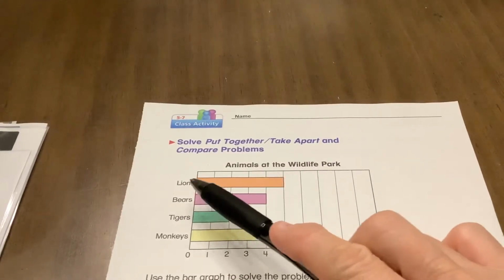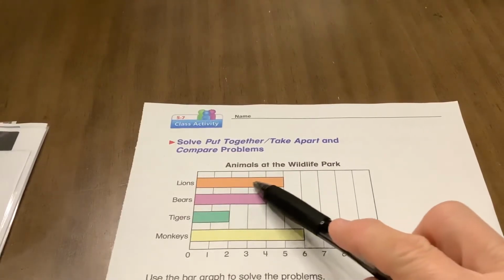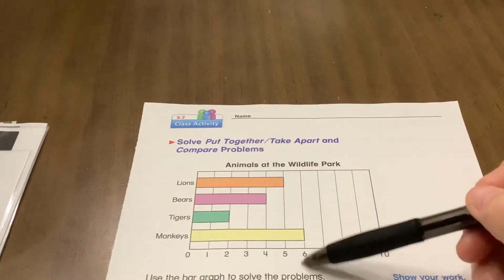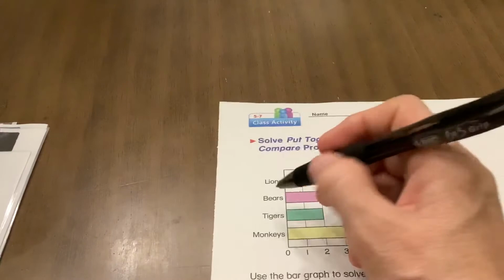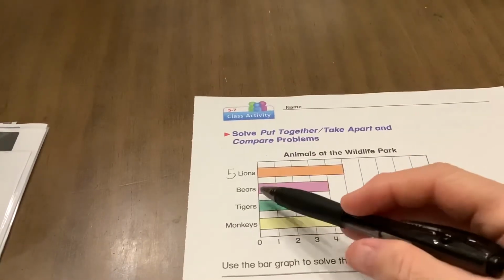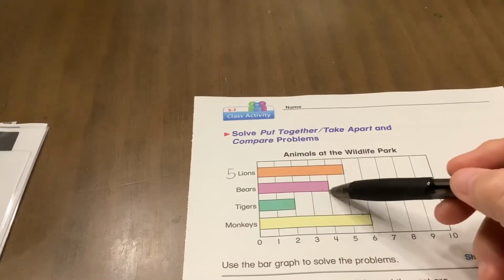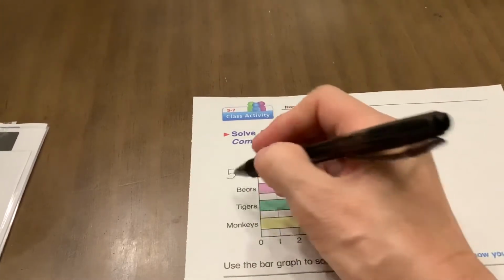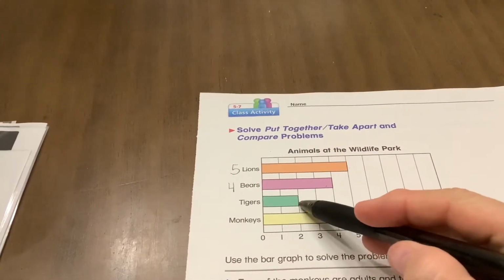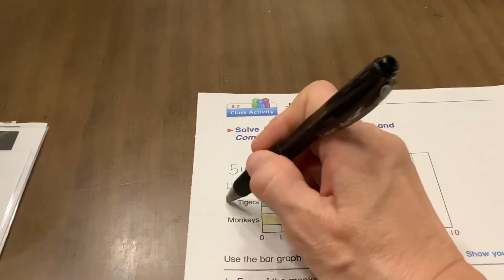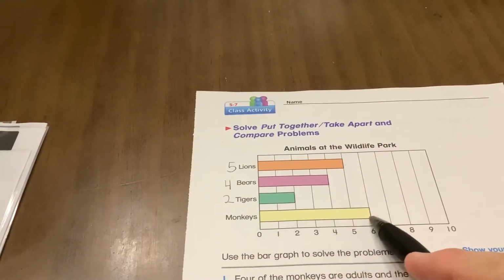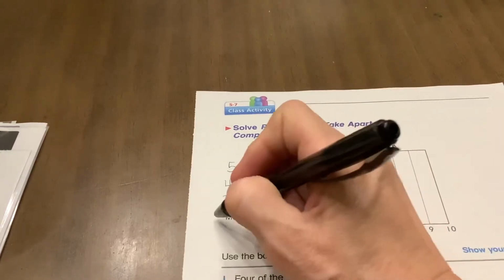So let's look at lions. Let's go to the end and then follow the line down to the number 5. We know that there were 5 lions in the wildlife park. Bears, we're going to follow the line down. There were 4 bears. Tigers, there were 2 tigers, and monkeys. We're going to go across, follow the line down, and there were 6 monkeys.